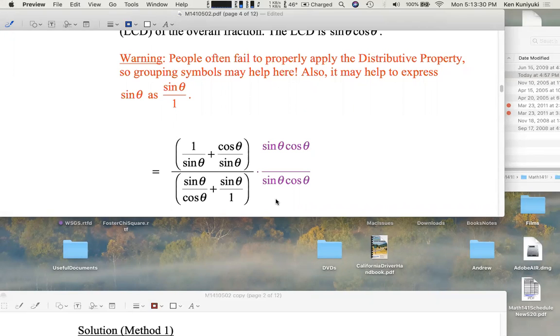So I'm kind of fusing together methods one and four. I'm multiplying the top and the bottom by the overall LCD, which is the product of sine of theta and cosine of theta. So I multiply by this over itself. Overall, I'm multiplying by one. Now, in method four, I had something very nice in the upper left, so I did not have to distribute up on top. This time, I have fractions inside both the top and the bottom of the overall fraction. So I do want to distribute these guys through both the top and the bottom.